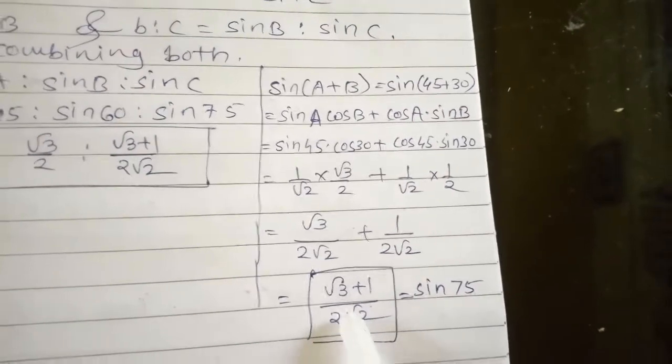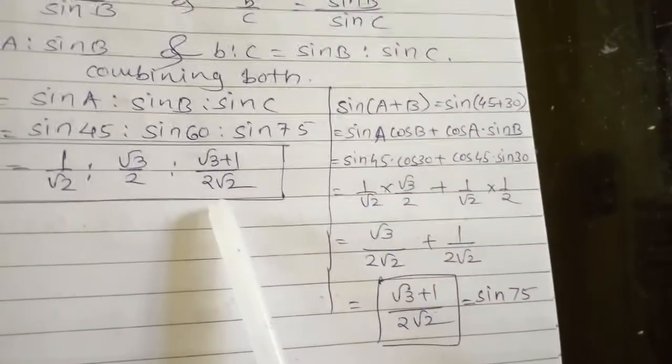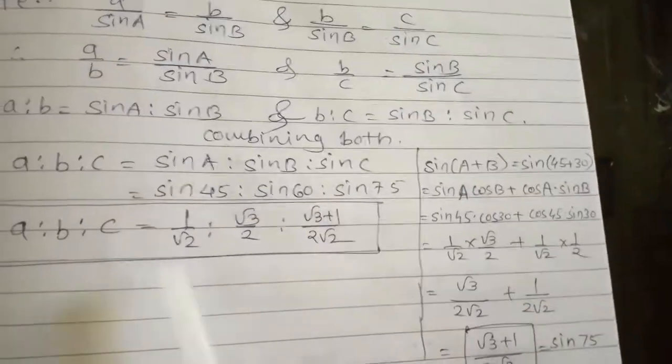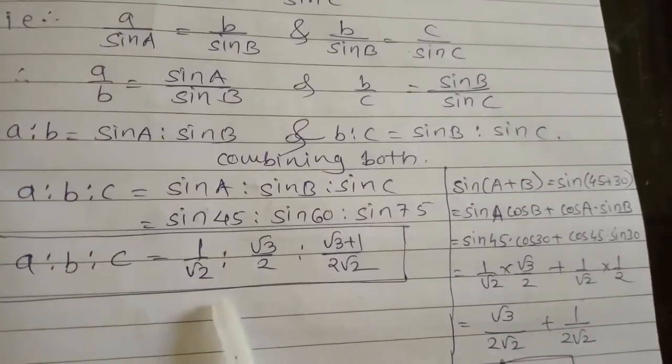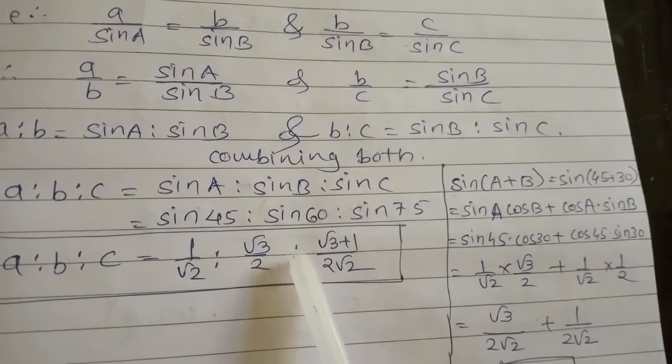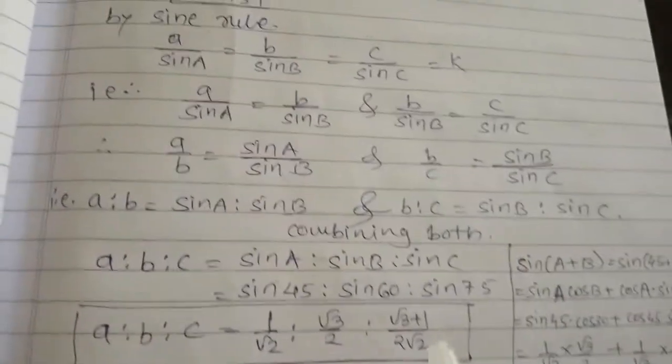Now we put down this value here, root 3 plus 1 upon 2 root 2, and this is the answer of the ratio of the sides, that is a is to b is to c is equal to 1 upon root 2 is to root 3 upon 2 is to root 3 plus 1 upon 2 root 2.